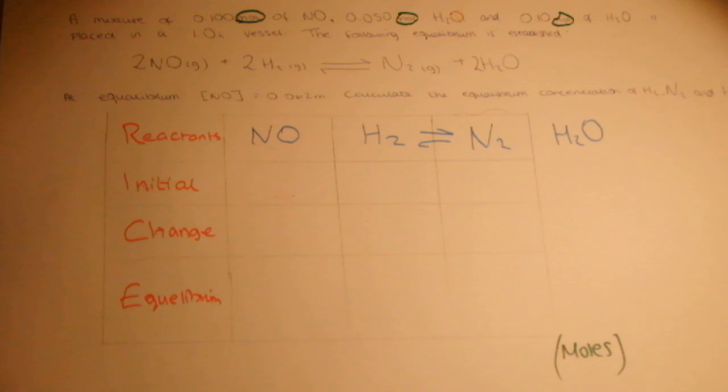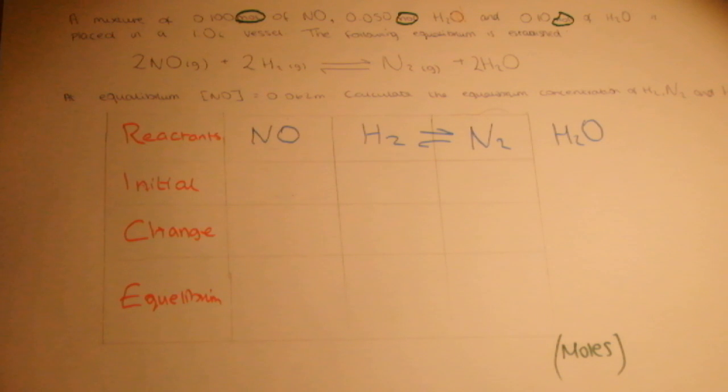So if I read the question, it says a mixture of 0.1 moles of NO, 0.05 moles of H2 and 0.1 moles of H2O is placed in a 1 litre vessel. The following equilibrium is established. Then it will give the equilibrium formula, which is NO plus H2 goes to N2 plus H2O.